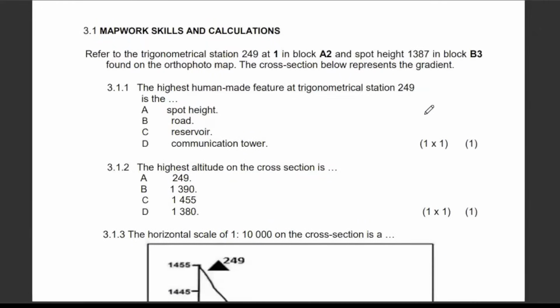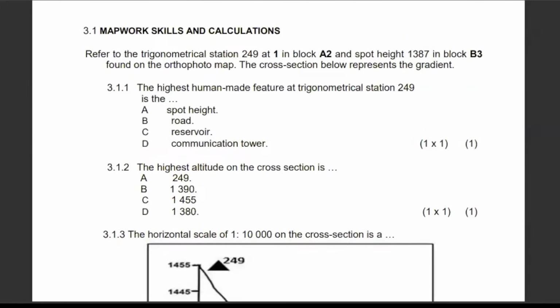Right. The first question is saying, the highest human-made feature at trigonometrical station 249 is the highest human-made feature at trigonometrical station 249.